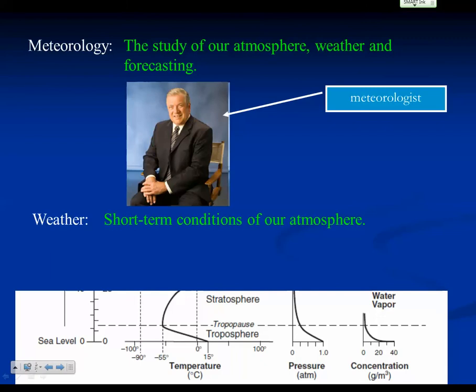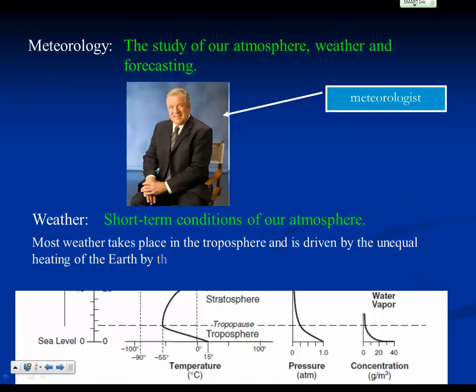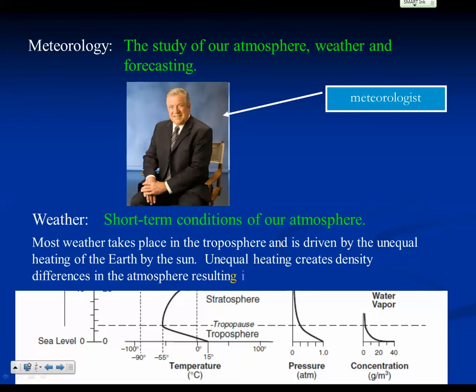So weather. Weather is the short-term conditions of our atmosphere. Everyone loves to talk about the weather because it's always changing. And most weather takes place in the lowest layer of the atmosphere, our layer, the troposphere. And here's the troposphere right here, our layer. It extends from the ground up to about 12 kilometers or so. And without this layer, we wouldn't have weather.